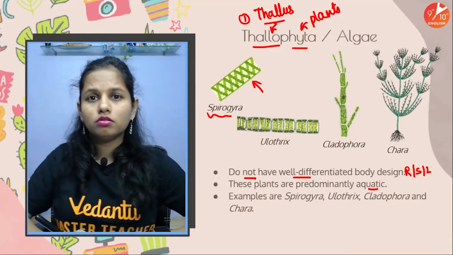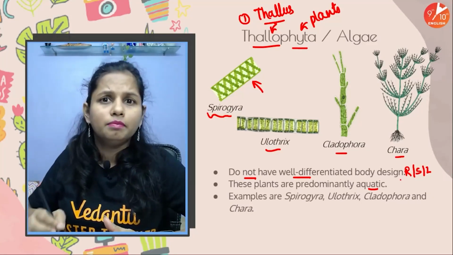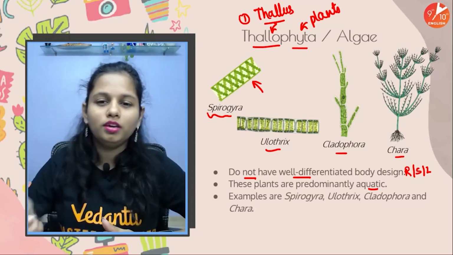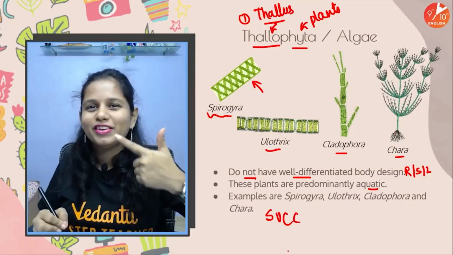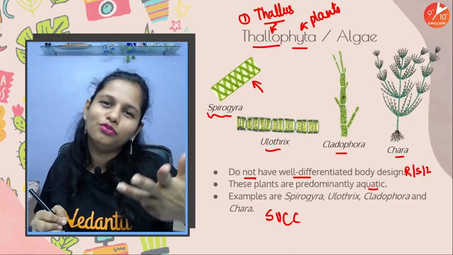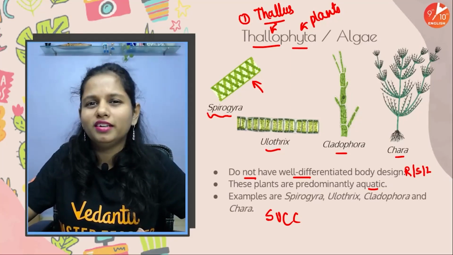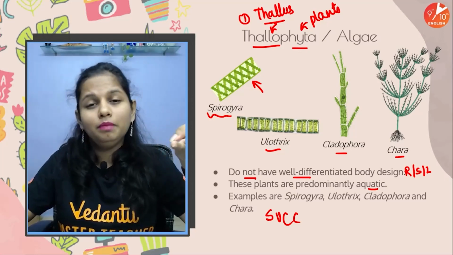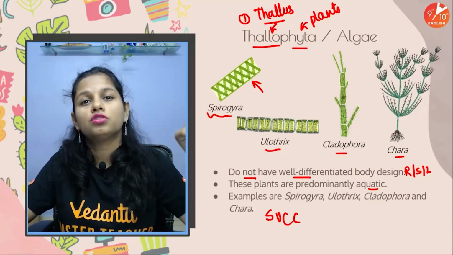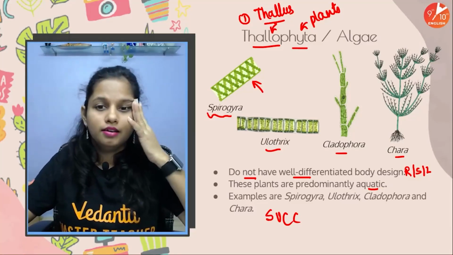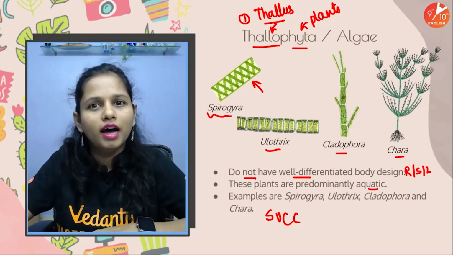And examples: Spirogyra, Ulothrix, Cladophora, and Chara. People, it is Chara and not Chara. Okay, so you can simply remember this as suck. Spirogyra, Ulothrix, Chara, and Cladophora. Okay, so even if you remember any two names, that's more than enough. But remembering four will help you in solving odd man out kind of questions. You may never know what kind of MCQs they might put you. Na? So yes, Spirogyra, Ulothrix, Chara, and Cladophora. So these all are Thalophytes.